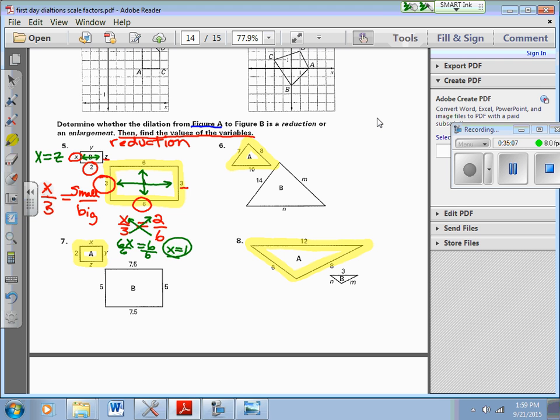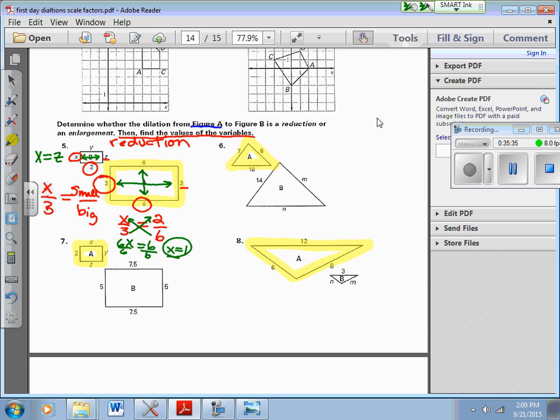Now, when you guys get to number 6 and 8, those triangles, make sure you set them up so that you set up the sides proportional to each other. Okay? All right. Other than that, the rest of those problems right there should be fairly simple. If you get stuck on any of them, we'll just have to check your answers.